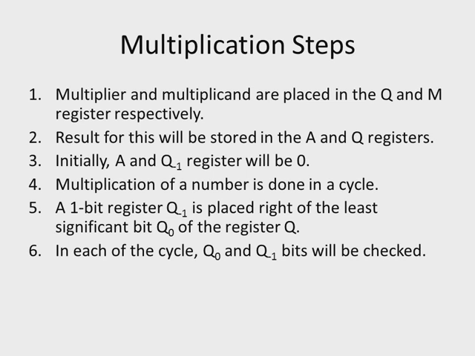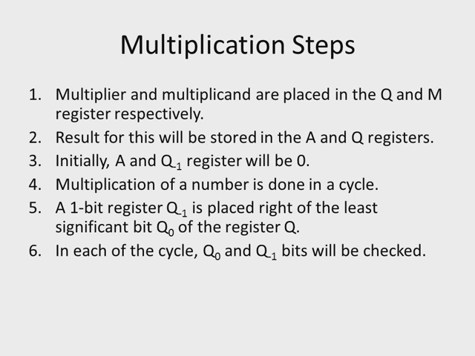Steps for Booth's multiplication. This multiplication process is done in a cycle. In any multiplication, two numbers are involved. The first number is the multiplicand, the second number is the multiplier, and the result is the product. To proceed with this multiplication, the numbers are transferred into some temporary registers. Accordingly, the multiplicand is moved into the M register, the multiplier is transferred to the Q register, and the result will be stored in A and Q registers, where A is the accumulator register.